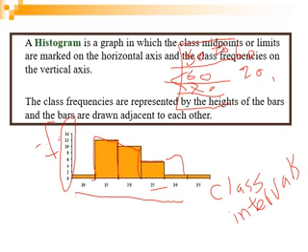A histogram is a graph in which the class midpoints or limits are marked on the horizontal axis and the class frequencies on the vertical axis. The class frequencies are represented by the heights of the bars, and the bars are drawn adjacent to each other.